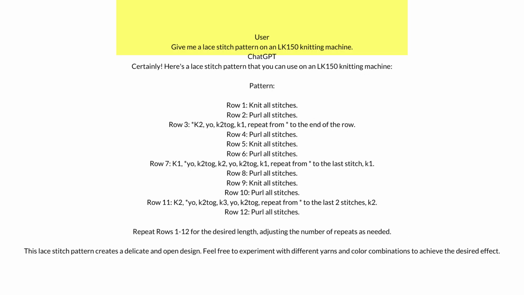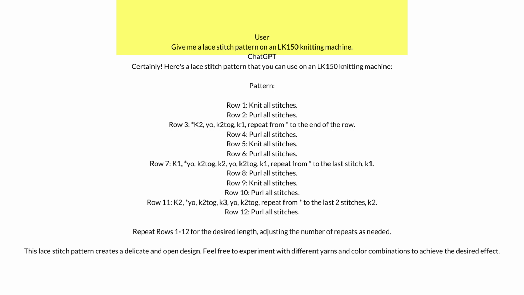So maybe I can ask the question differently and get a better pattern. Give me a lace stitch pattern on an LK150 knitting machine. Here is a pattern. It said row 1 knit all, row 2 purl all. Now I already see a problem. How can you purl stitches on LK150?